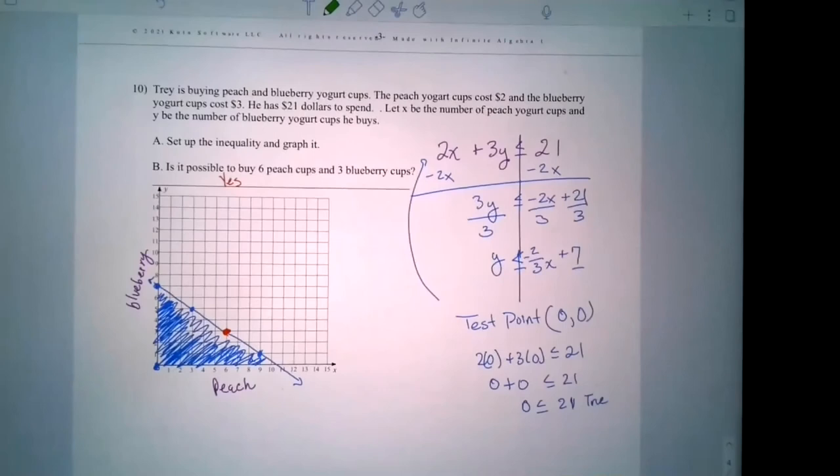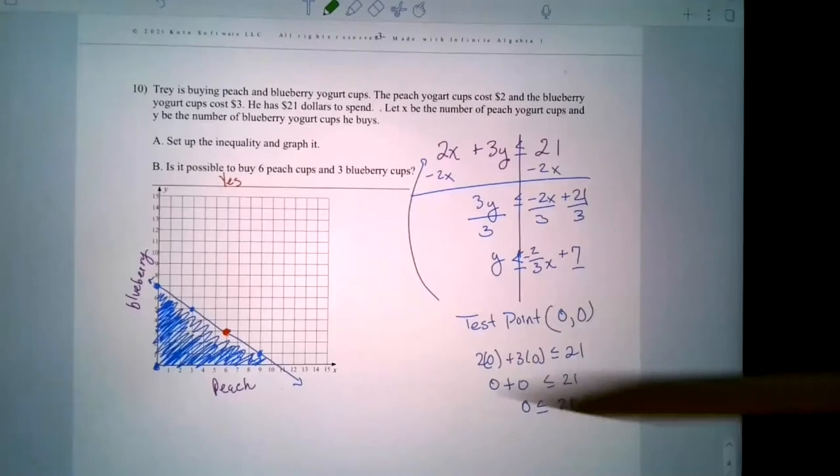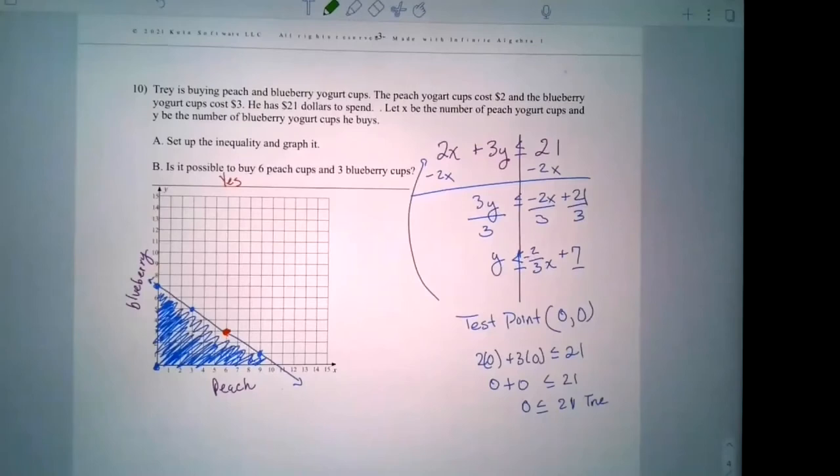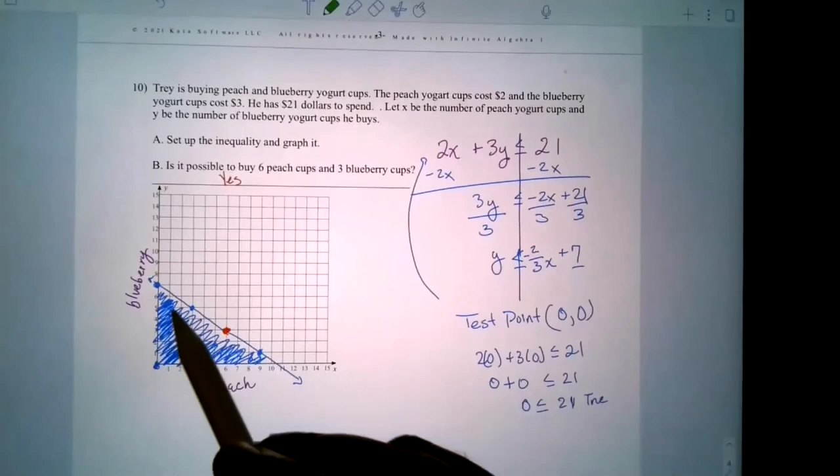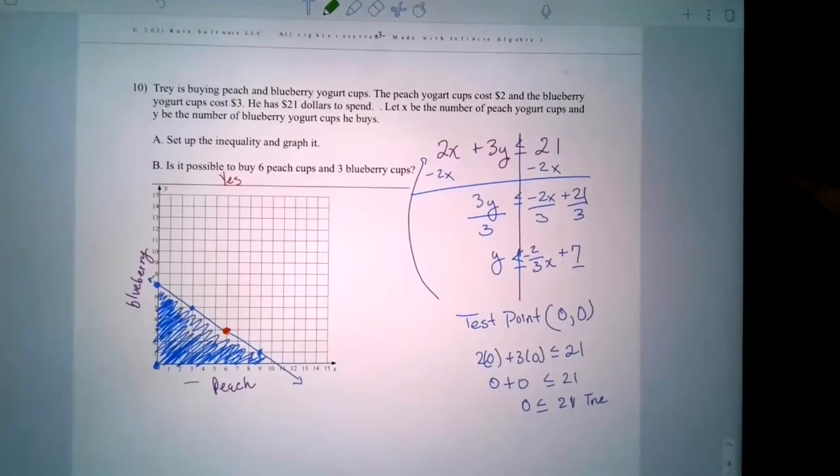I want to put that in slope-intercept form, which I did right here. And I graphed this, okay? Again, I only gave you the positive quadrant, quadrant one. Because it's an inequality, you have to shade. So I did a test point (0, 0), which is right in this corner. I worked it out, it came out to be true. So that means everything on this side of the line is true. So that's what I shaded.